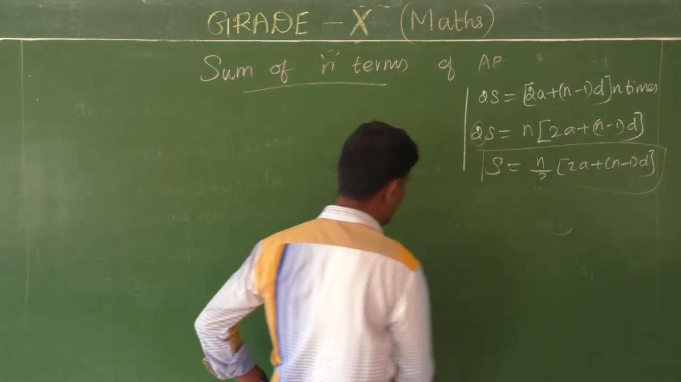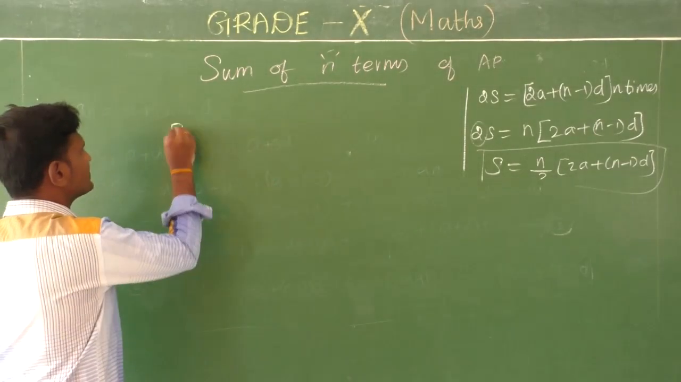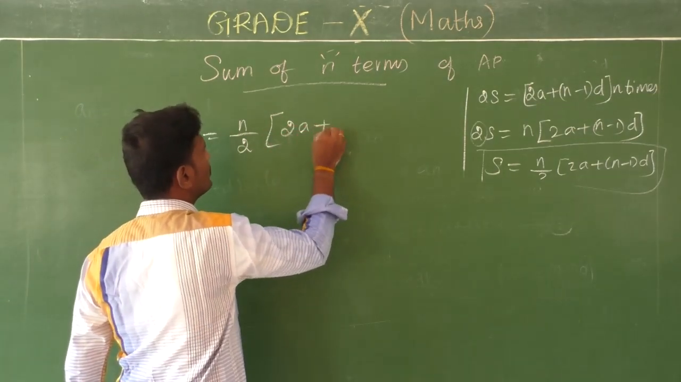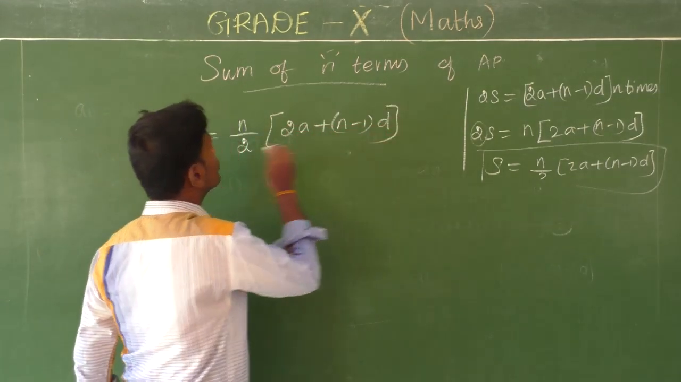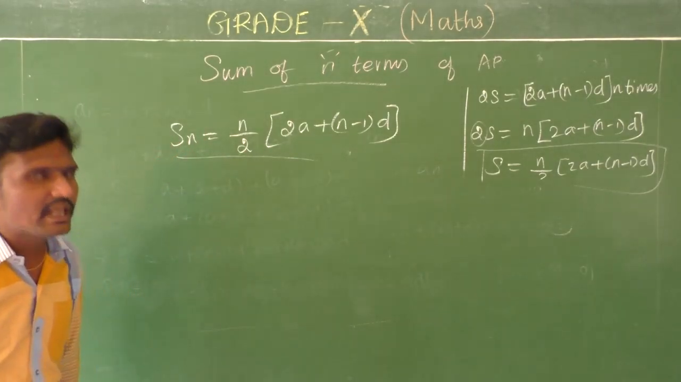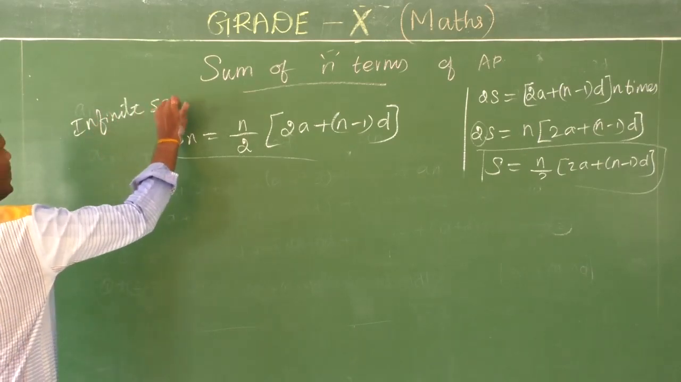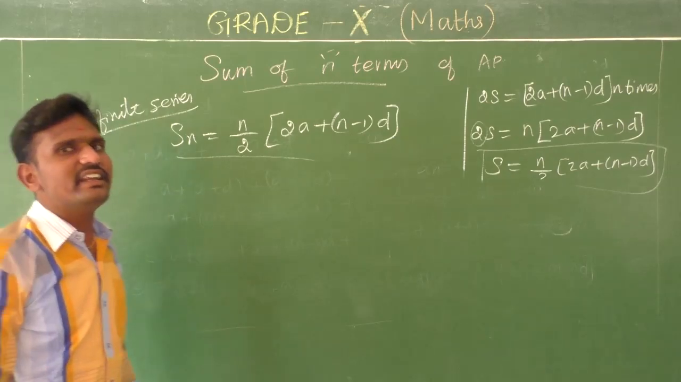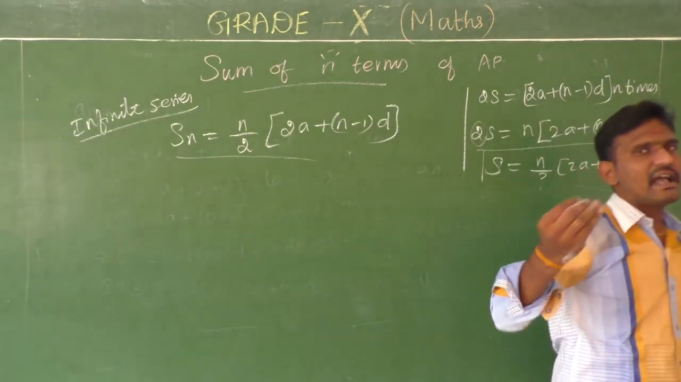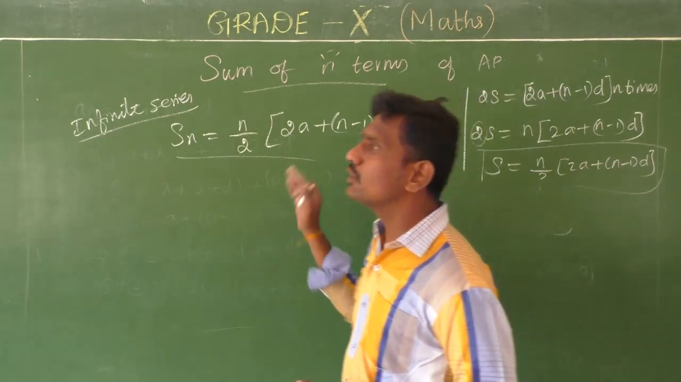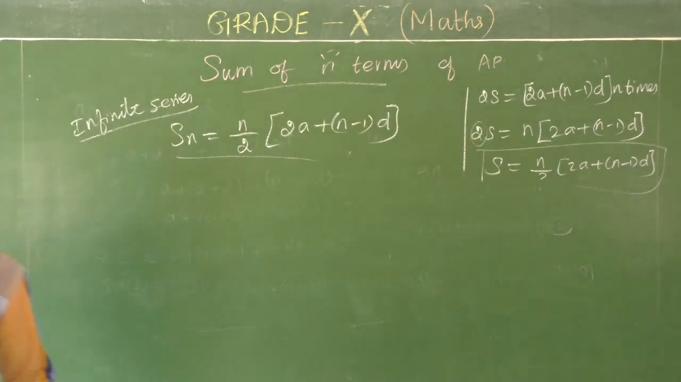Okay, so this is one formula we are going to use in this exercise, and one more formula we are going to study. This formula we are going to use for the infinite series. Do you know infinite series? I mean infinite AP? Yes. We can't conclude the last term of the sequence, so that is called an infinite series.